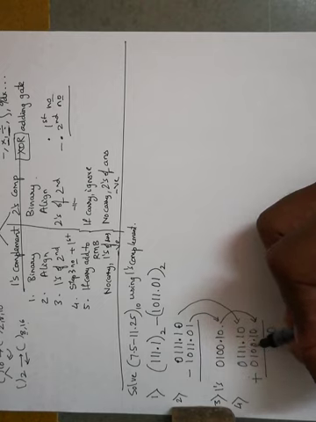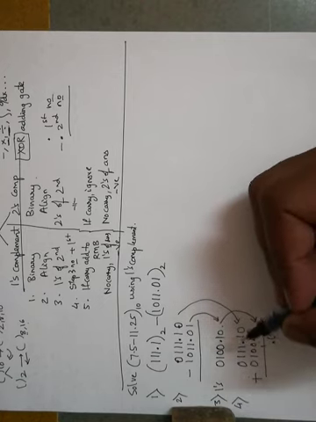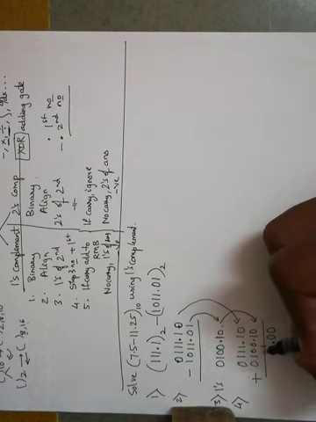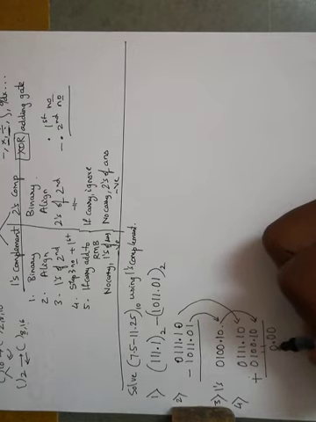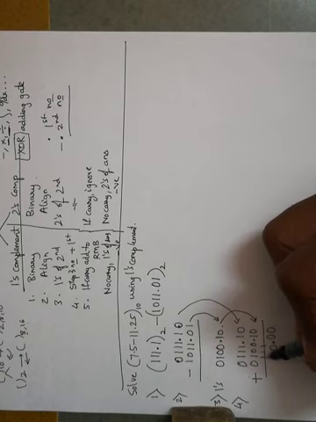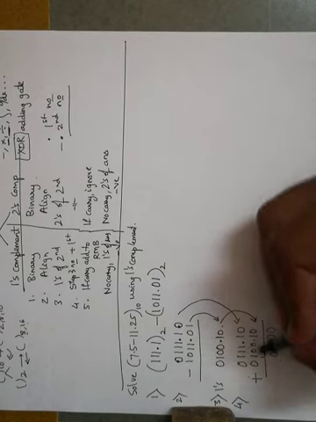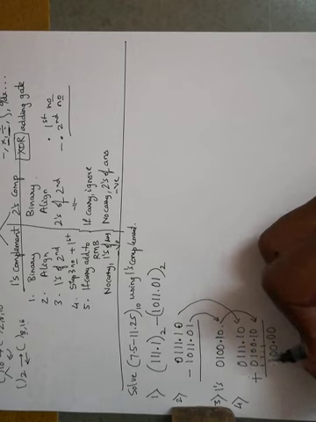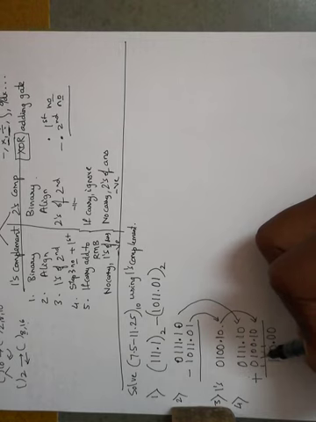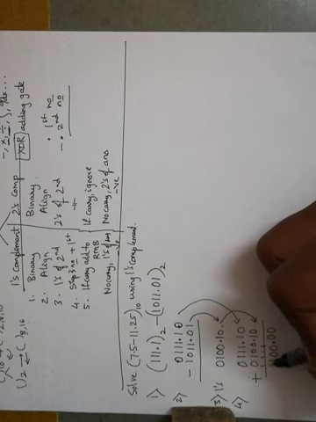Same way here, 1 plus 0 plus 1 is 2. We cannot write 2 in binary. 2 in binary is 10, carry 1, sum 0. 1 0 1, again carry 1, sum 0. 1 1 1 is 3. 3 in binary is 11, so 1 sum, 1 carry. 1 plus 1 plus 1 is 3. 3 in binary is 11. So 1 sum, 1 carry. 0 plus 0 plus 1, 1.